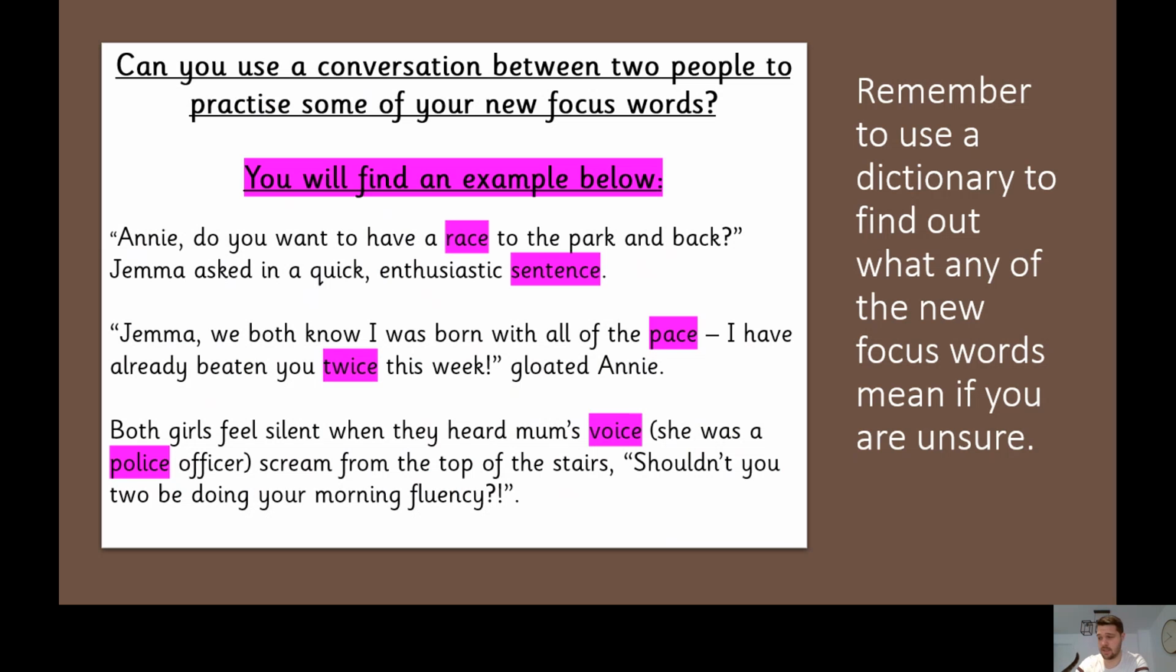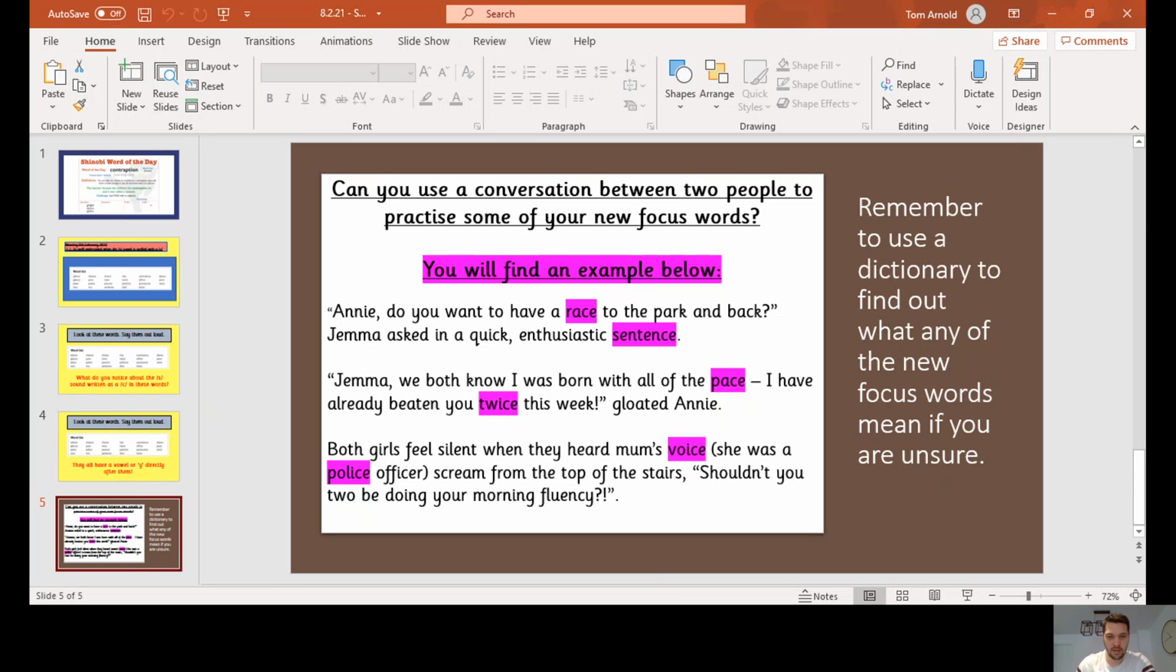So remember, your challenge X is to use that as indirect speech. But if you're not feeling too confident with that, can you use direct speech to use and practice some of your new focus words? Of course, there's a scaffold for this in resources.